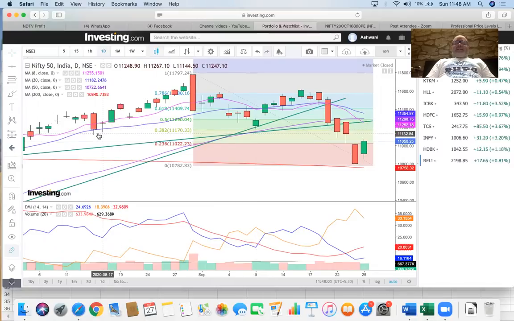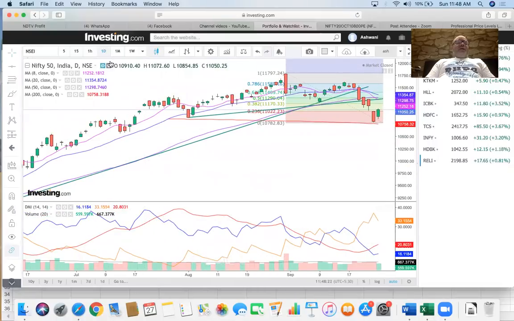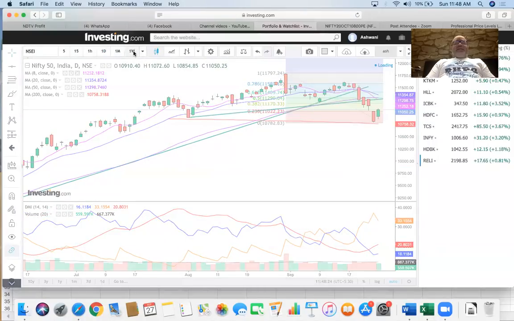So as you can see, this entire zone from 11,100 to about 11,250 is an important zone. We'll look at it from several perspectives. Now let's look at the weekly chart of the Nifty.